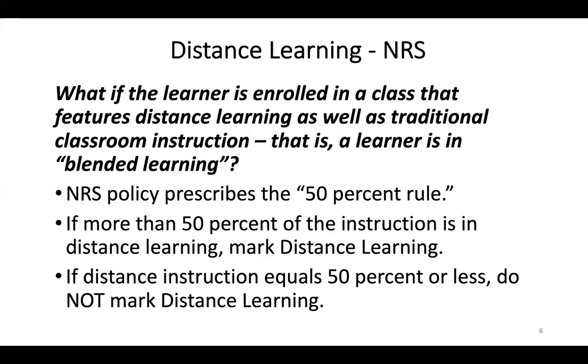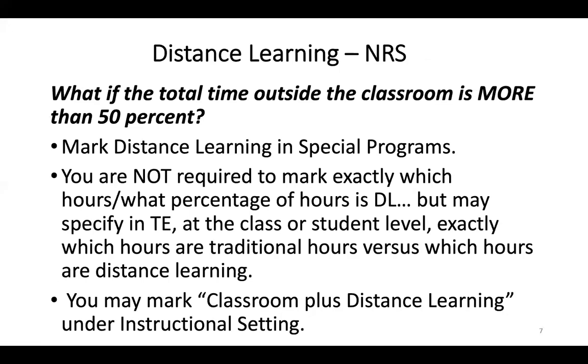Okay, what if the students are in blended learning? This will be a lot of your students. If you look at it across the year or across a class, there will be some of that time in the regular classroom and some of that time in distance learning. The NRS, or feds, have had, for the last 10 or 12 years, the 50% rule. That is, if more than 50% of the instruction is outside the regular classroom, mark distance learning. If less than 50% is outside the regular classroom, don't mark distance learning. So it's just simply more or less than 50%. If it's more than 50%, obviously mark distance learning in special programs. You don't need to specify exactly how many hours were DL versus how many were not DL. All you really are required for federal reporting is to account for the 50% rule.